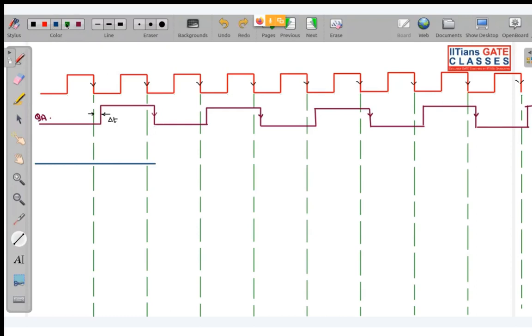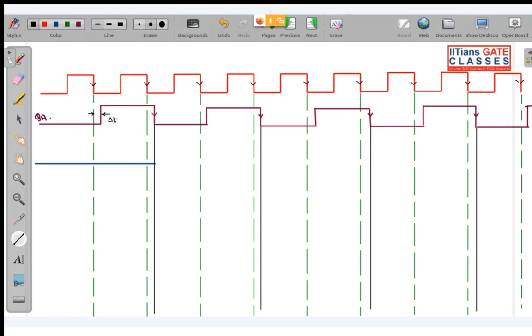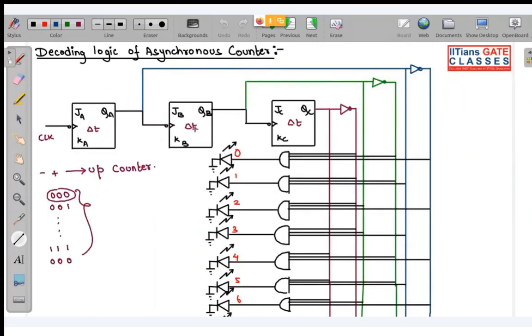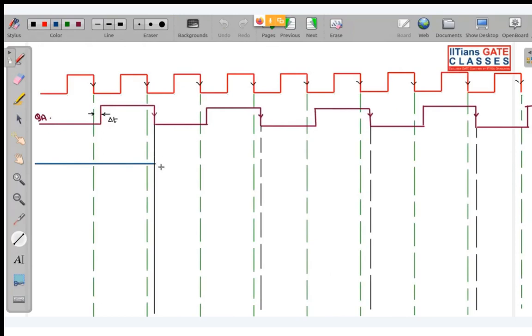I should have drawn one more. Just give me a second. Please understand the concept very carefully, because I am telling you there are a lot of questions you will find from this concept. So now ideally your transition should have taken place over here, but as there is delta t propagation delay over here, this flip-flop will also transition after delta t time.